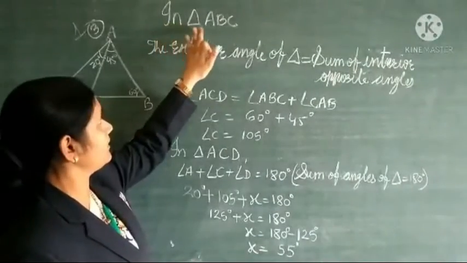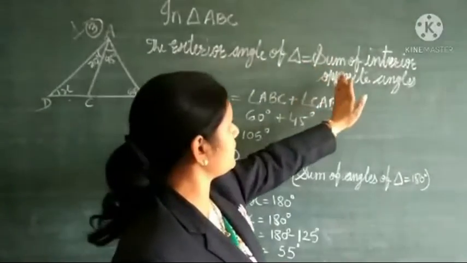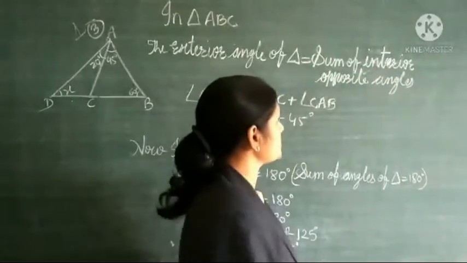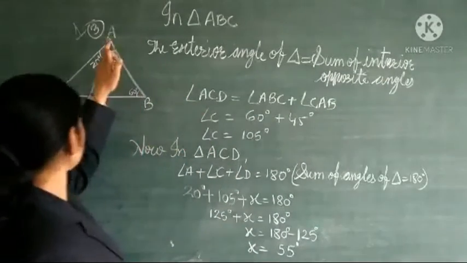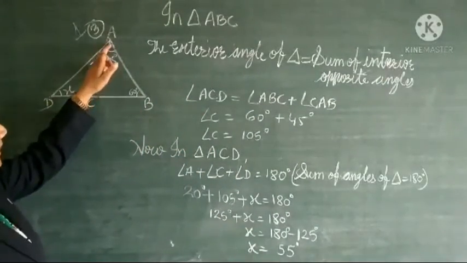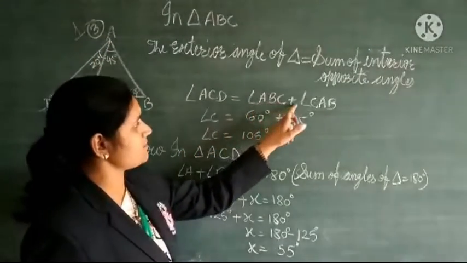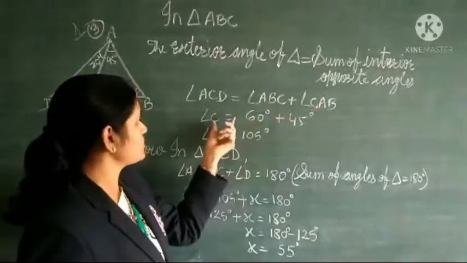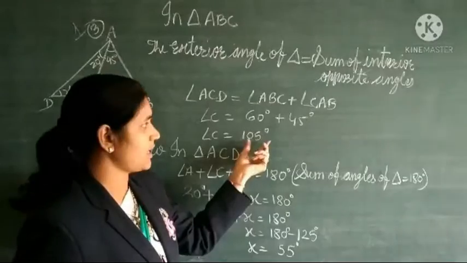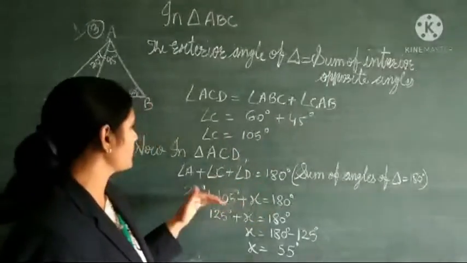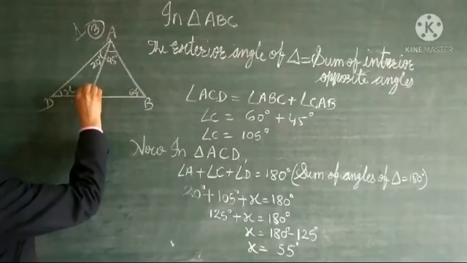So in triangle ABC, an exterior angle of a triangle is equal to the sum of the interior opposite angles. So angle ACD is equal to angle A plus angle B. You can write ACD is equal to angle ABC plus angle CAB. So we see here angle C is equal to 105 degrees, as we put the value of both angles. Now we have got the value of angle C, 105 degrees.